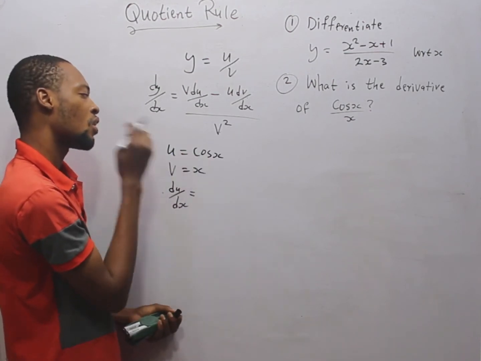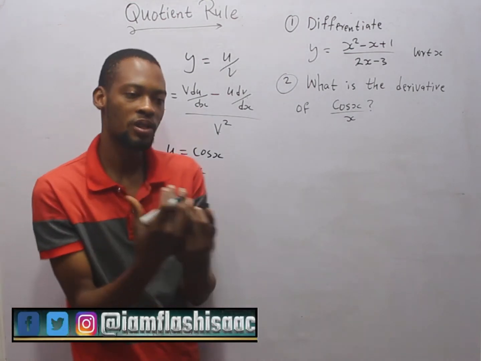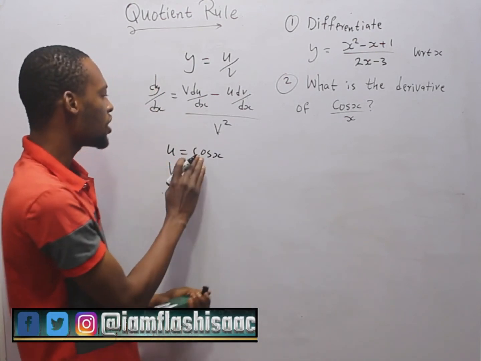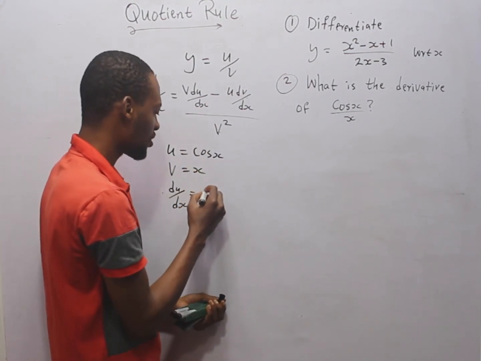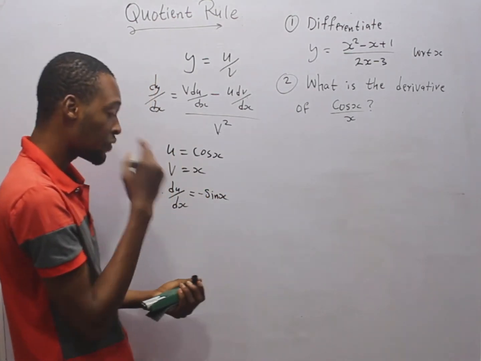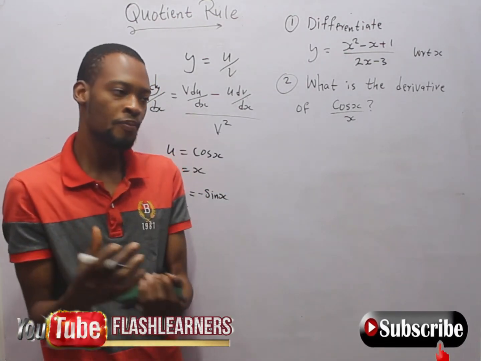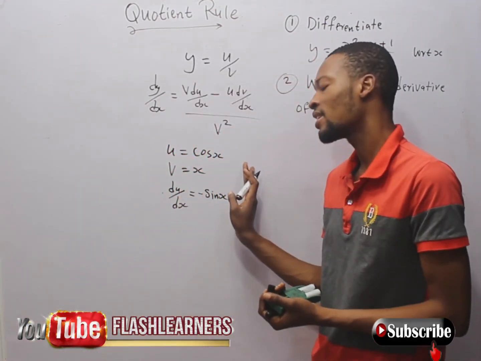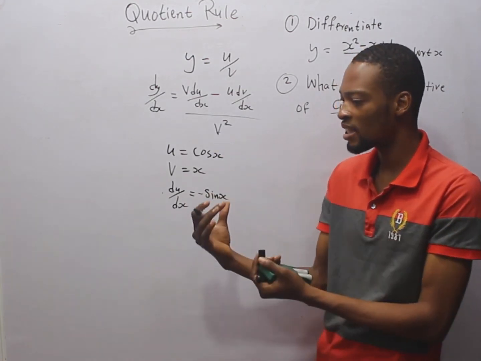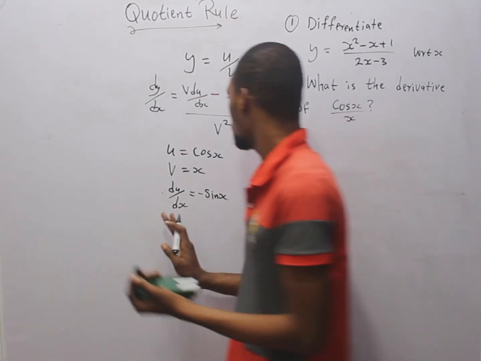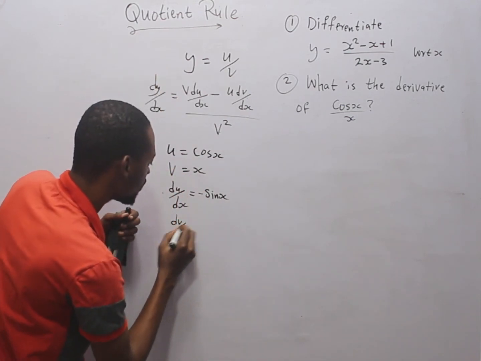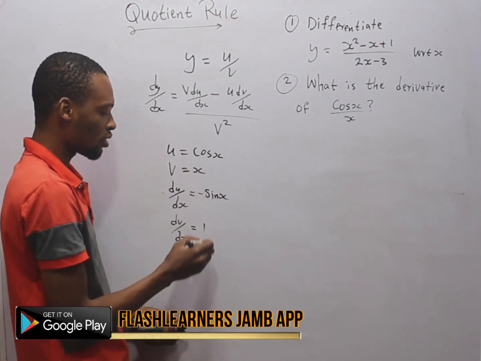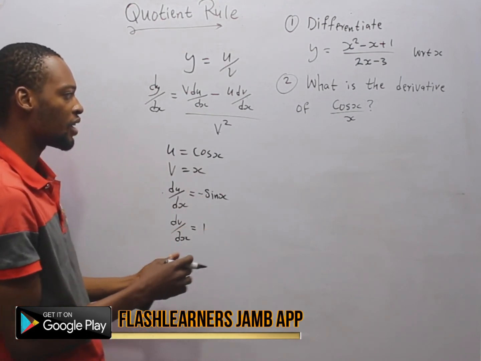differentiating u. When you differentiate sine theta, you get cos theta. When you differentiate cos theta, you get minus sine theta. So when you differentiate cos s, you get minus sine s. When you differentiate sine s, you get cos s. Integration is the reverse. When you integrate cos s, you get sine s, and when you integrate sine s, you get minus cos s. Then dv over ds: when you differentiate s, you get 1. So we've gotten everything that we need.